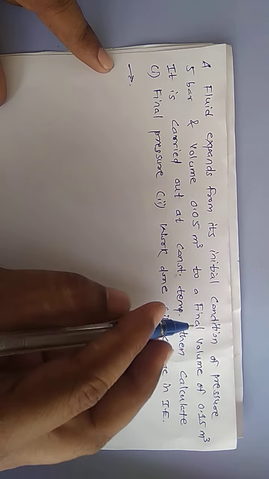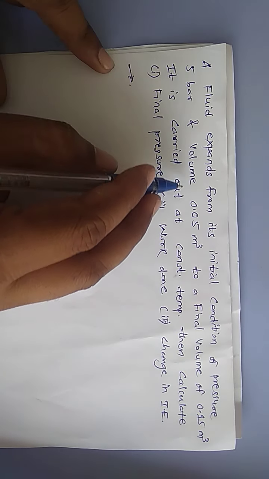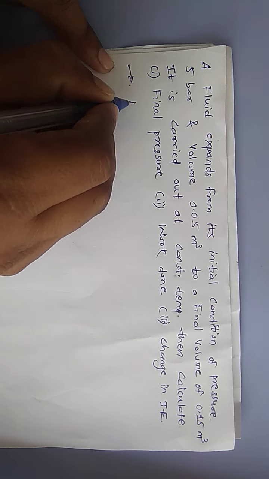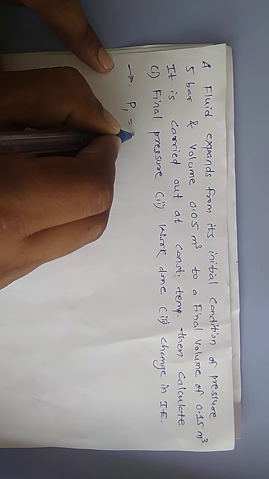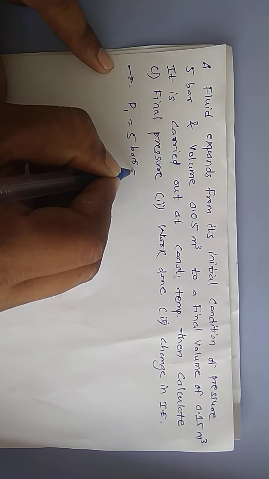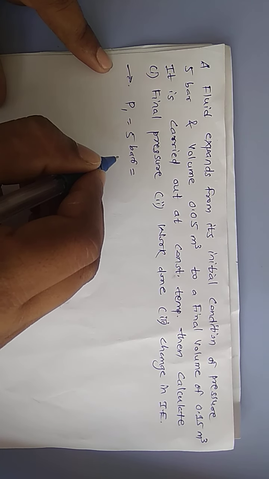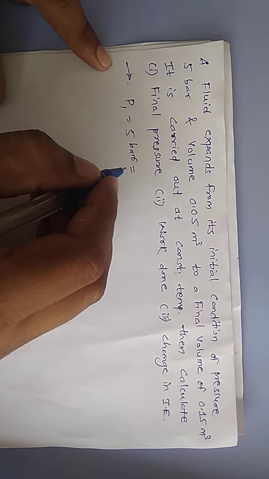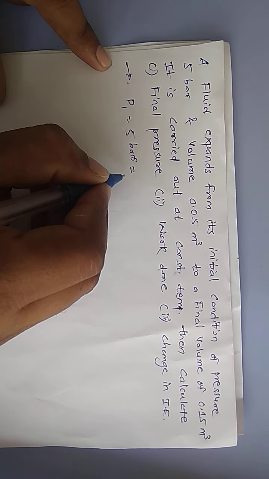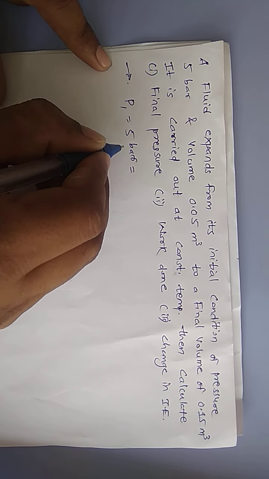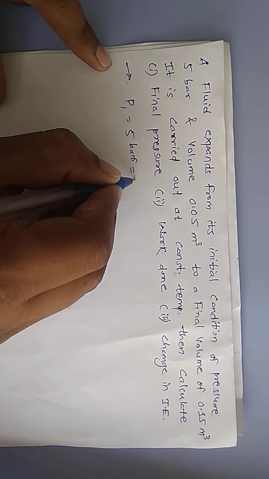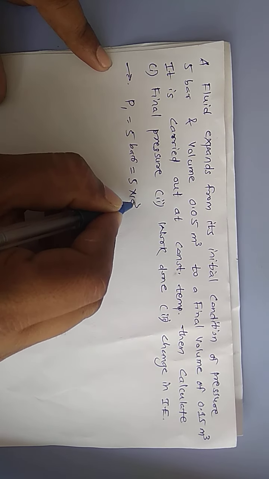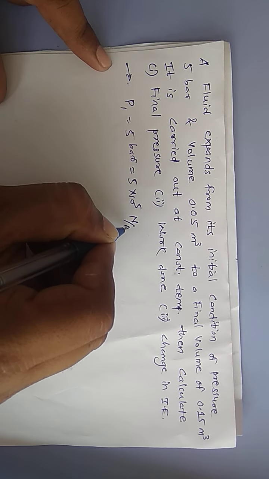First given is the initial condition of pressure and volume, means P1, which is 5 bar. Here we need to convert bar into Newton per meter square. For converting bar into Newton per meter square, we multiply by 10 raised to 5. So 5 into 10 raised to 5 Newton per meter square.